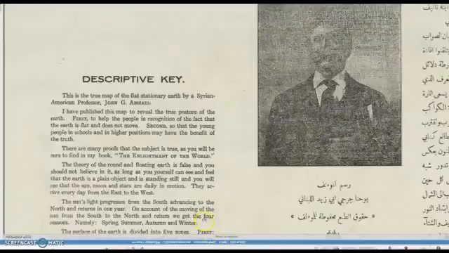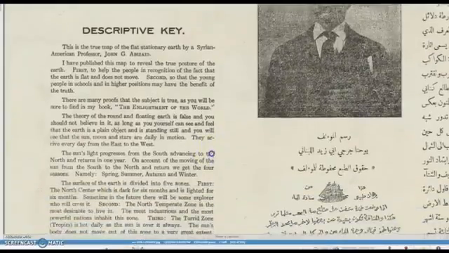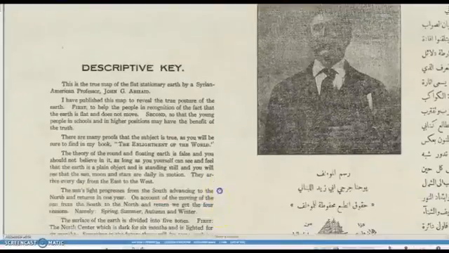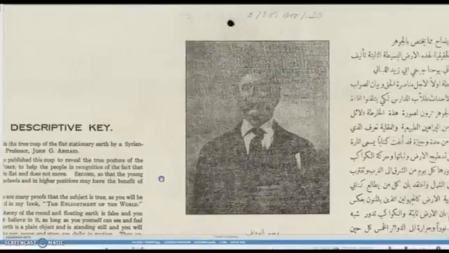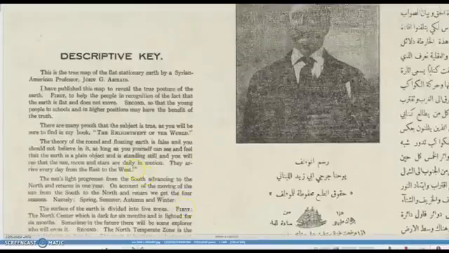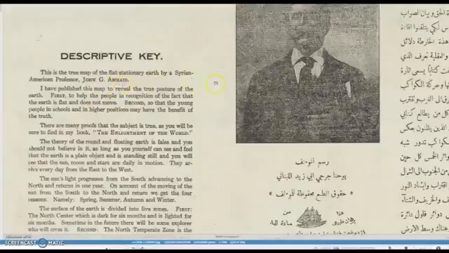Here's part 2 I should have made on the map, the stationary flat Earth map that I found in the Library of Congress, and it's by Professor John George Abazad, I believe. John George Abazad, Syrian-American professor. He claims it's a true map of the flat stationary Earth. And this was 1920.